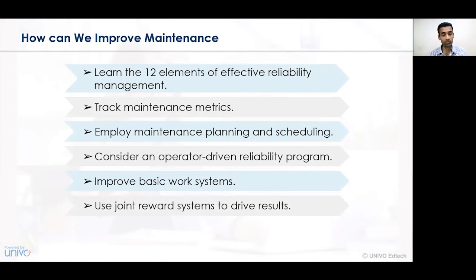Using a joint reward system to drive the results. Whatever joint reward system is made applicable, we must have a proper reward system for how we can create better results in the business organization, and each and every member or participant of the maintenance system or the repair capability system will be rewarded as and when the time arises.